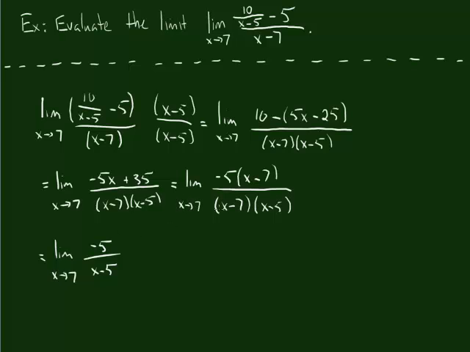Okay, so now that we've gotten rid of these x minus 7's, the limit laws hold, and we can just go ahead and put 7 into the problem. And after that's done, we're going to be getting negative 5 divided by 2, and there we go, and that's all we really need.